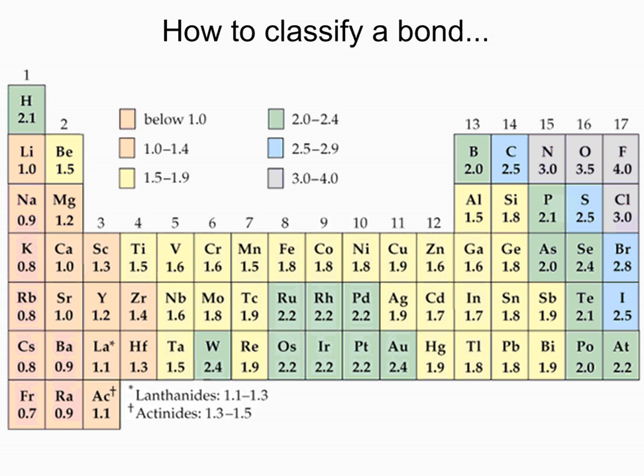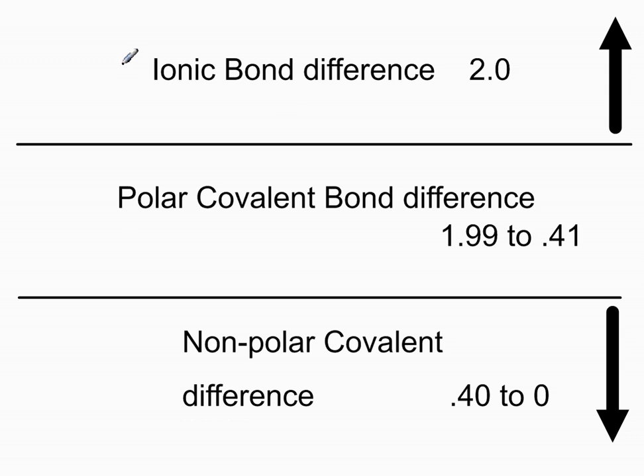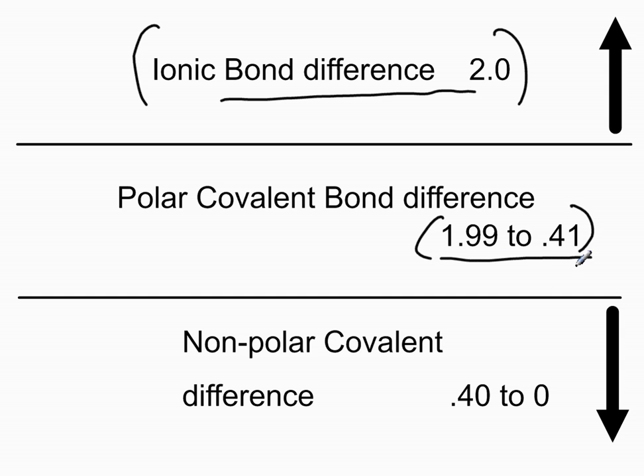How do you classify a bond? If you remember in class, you got an electronegativity table for all the different elements. All you're going to do is take two elements and subtract the lower value from the higher value in whatever bond you're talking about. The ionic bond difference they went over in class is 2.0 or greater. When you subtract the two values, if it's 2.0 or greater, it's considered to be an ionic bond. If you get an answer between 1.99 and 0.41, you're going to end up with polar covalent.